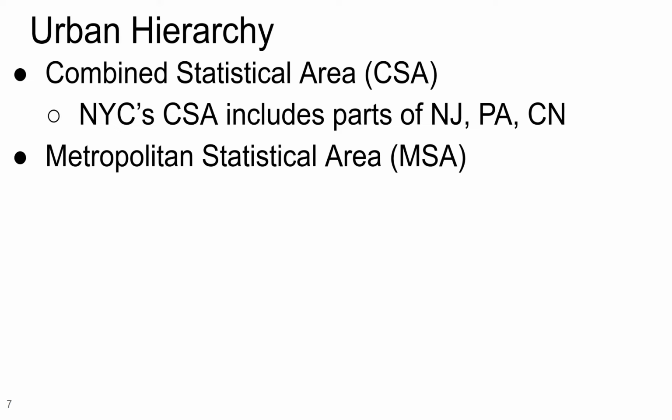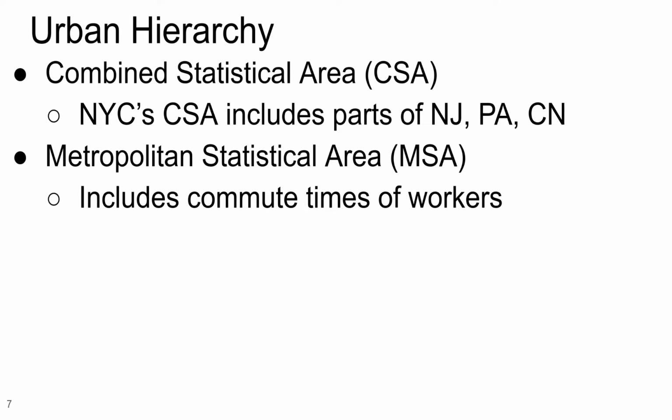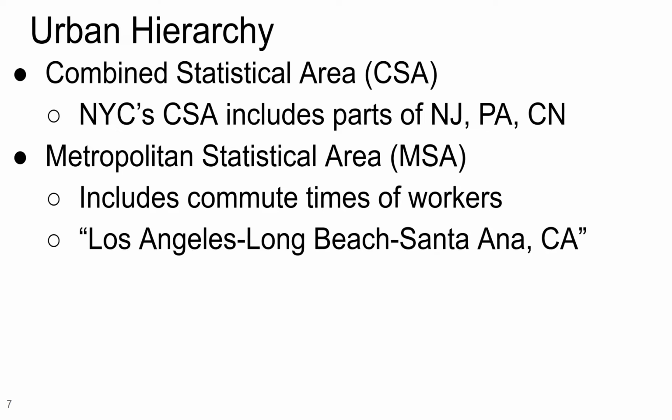Smaller than that is a metropolitan statistical area. The area they're considering part of that urban area could be defined based on commute times. Based on, like, a half hour or an hour drive out of Sacramento, you could consider that region to be the metropolitan statistical area for Sacramento. For example, in Southern California, there's the Los Angeles, Long Beach, Santa Ana metropolitan statistical area that incorporates that entire stretch from Los Angeles to Long Beach to Santa Ana.